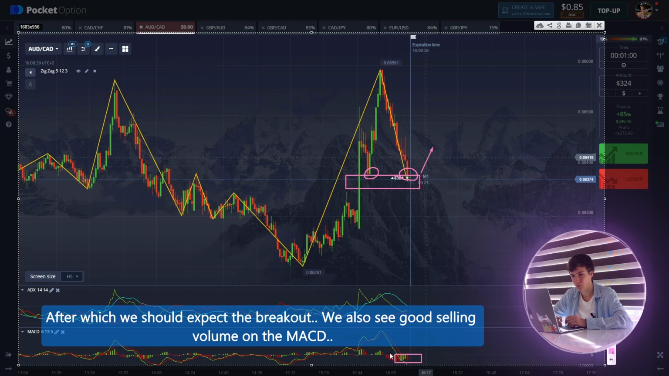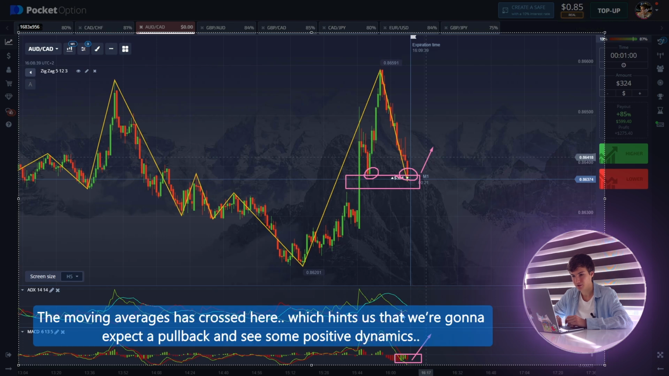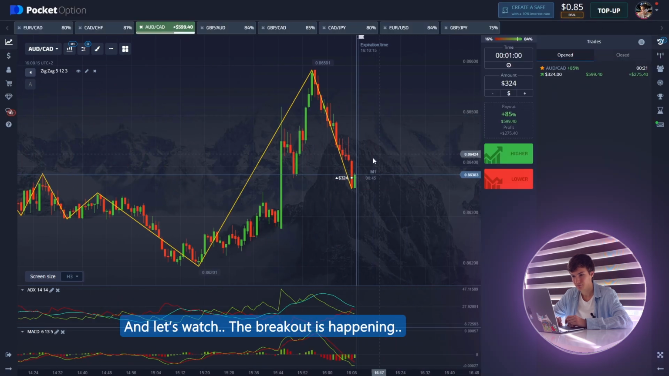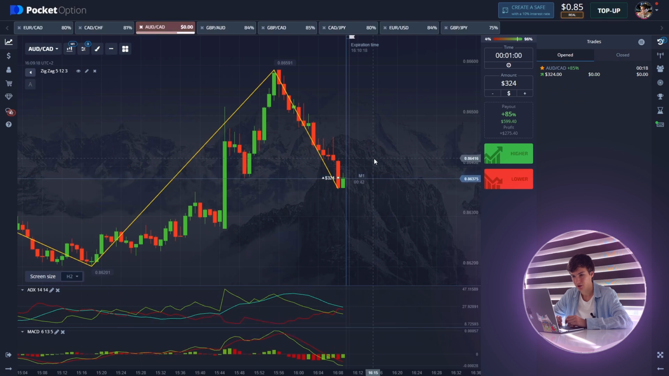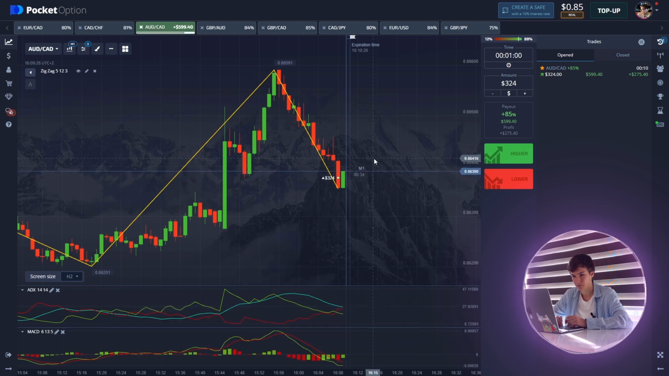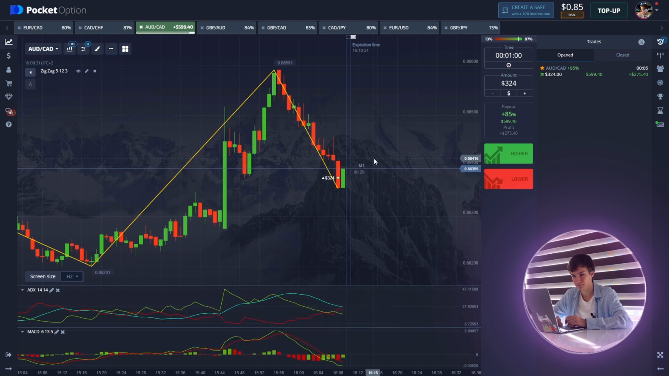We also see good selling volume on the MACD. We are playing ahead of the market, after which we are gonna see the reversal. The moving average has crossed here, which hints that they are gonna expect a pullback and see positive dynamics. And let's watch. The breakout is happening. We are expecting a good breakout by the end of the position, in the last 5 seconds, guys. There are 10 seconds left before the closing. Let's see what's gonna happen.